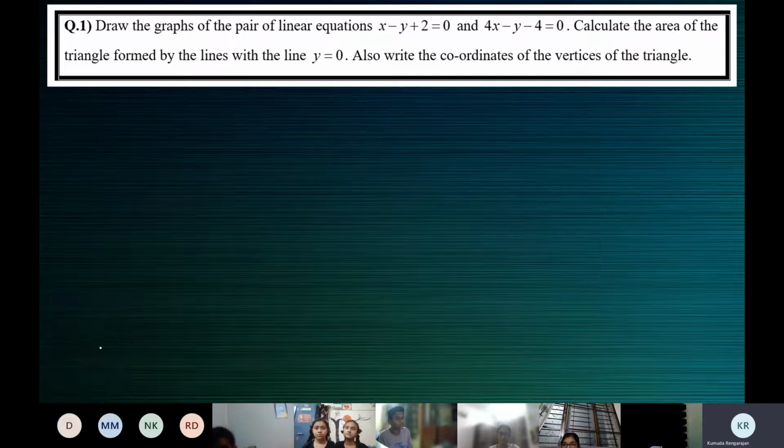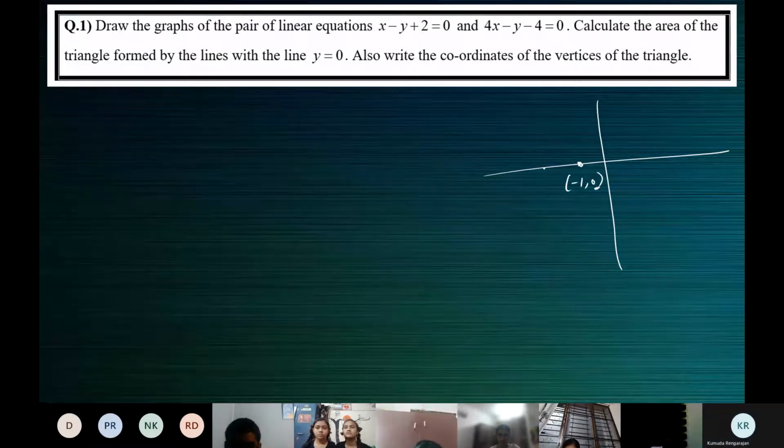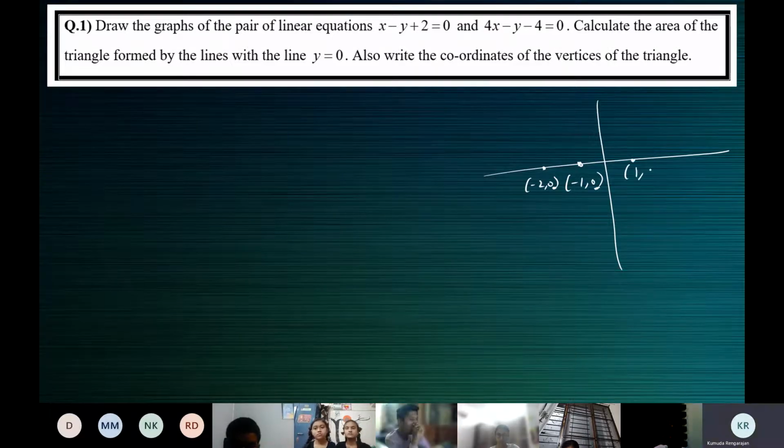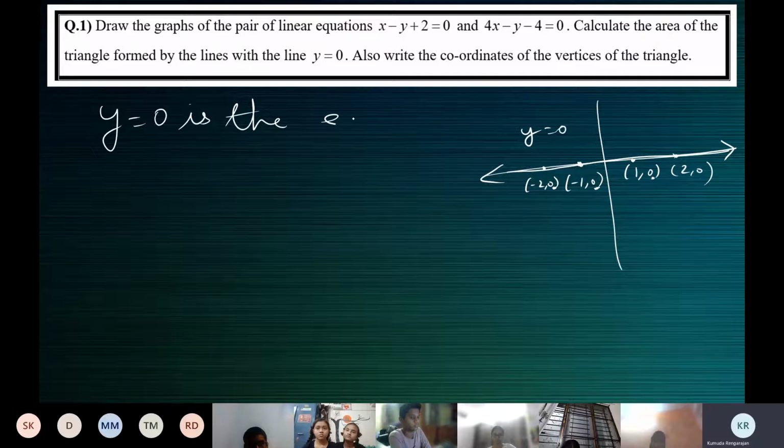Let me tell you again, slowly. See here. This point -1, 0. What's the y coordinate? 0. -2, 0. Y coordinate is 0. 1, 0. Y coordinate is 0. So that means y is equal to 0. This point 2, 0. So on the x-axis, the y coordinate is always 0. So y is equal to 0 is the equation of the x-axis.